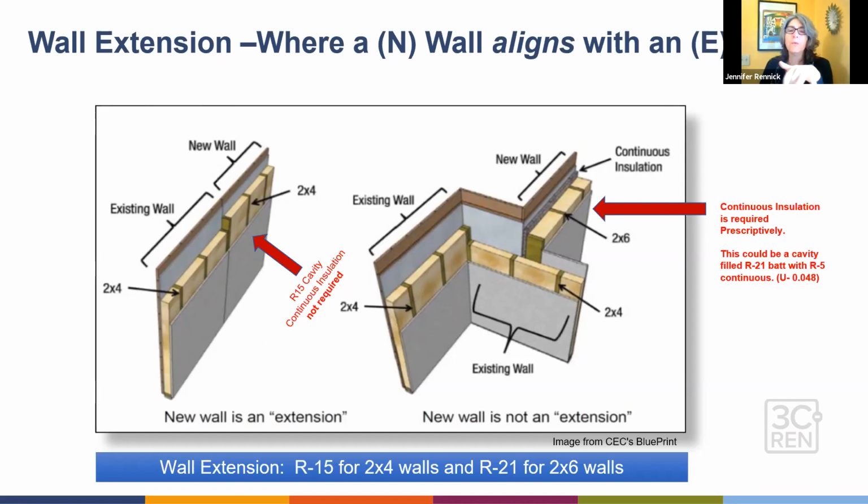And then when the wall jogs even just a little bit off of that existing wall, like this one diagram does on the right, then those higher level insulation walls kick in. And if you don't want to do continuous exterior insulation prescriptively on your project, then you will need to hire someone to do a performance computer model for you for your Title 24 documents.